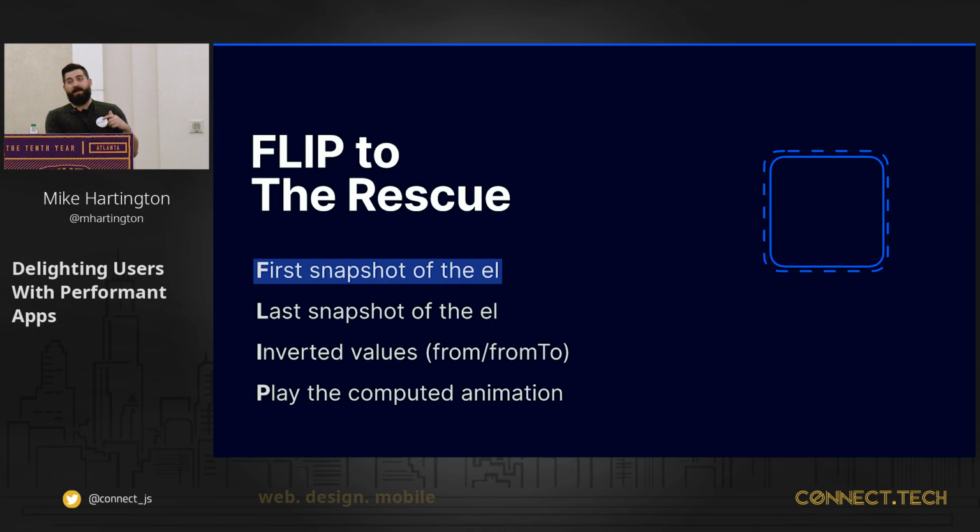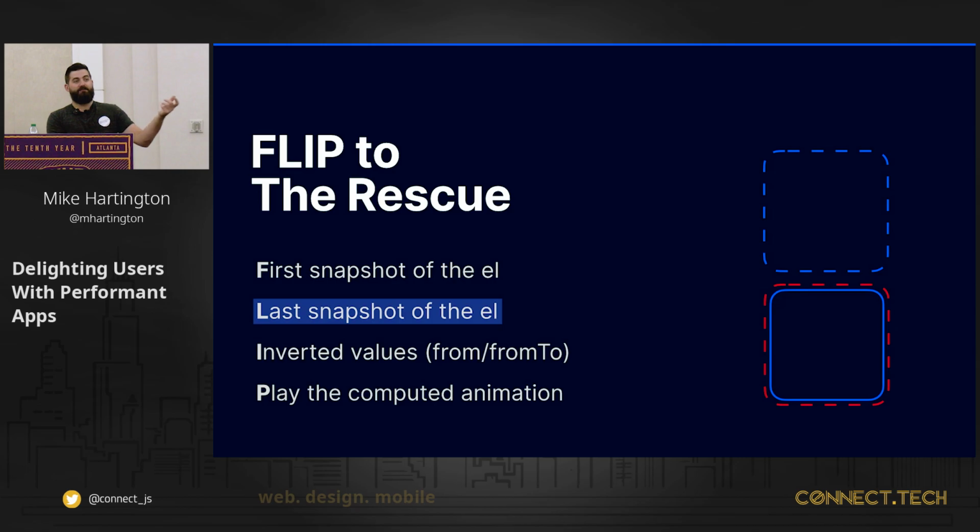And then we're going to cause a layout shift. This could be adding elements to the DOM, toggling a class on a parent container to change the full layout, whatever. We're going to do all of that. And then once that element has changed its position, we're going to get the same X and Y, width and height information again. So now we have the start and the end point.